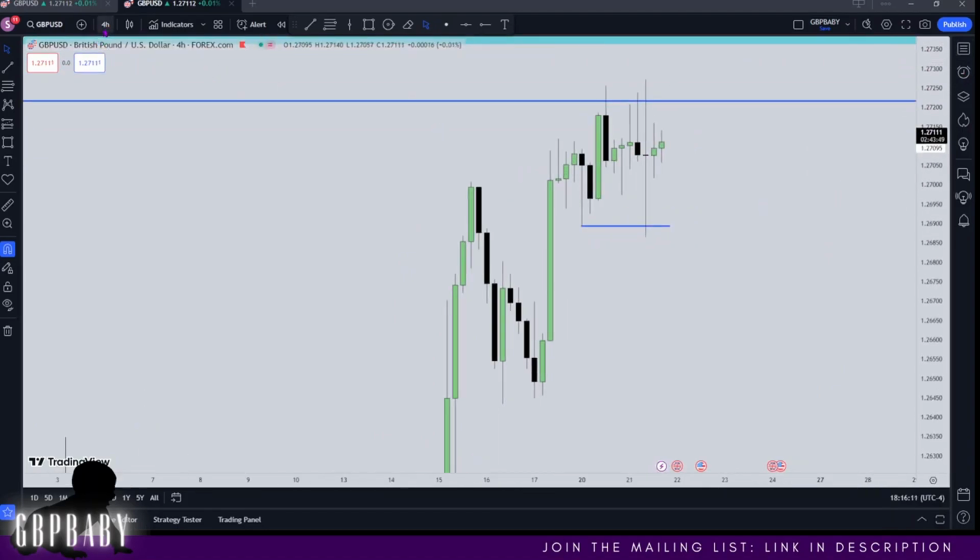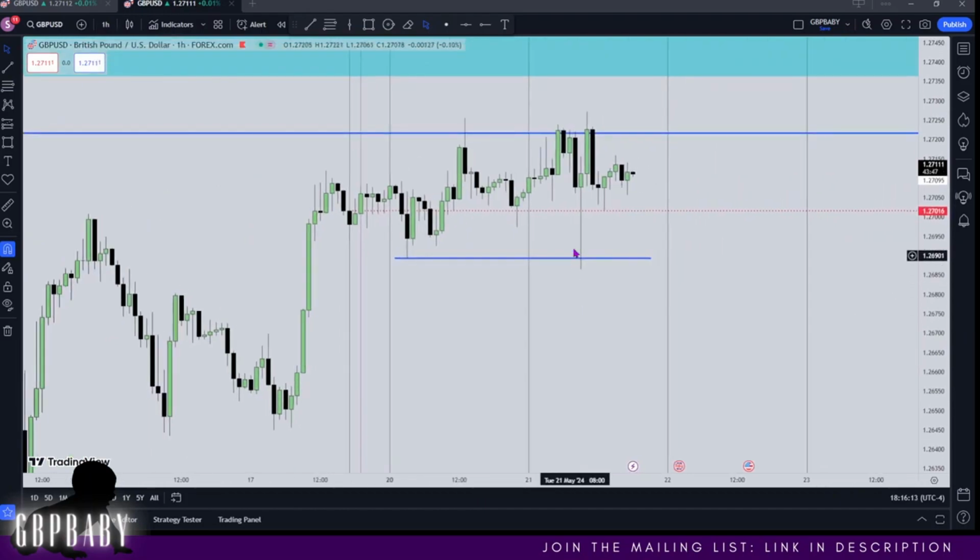So what am I looking for moving into tomorrow? Well, let's drop down to the 1 hour. And again, I'm going to be watching this long wick. What I'm going to mark out is the consequent encroachment, as per usual, and I'm going to be watching this level to provide support.